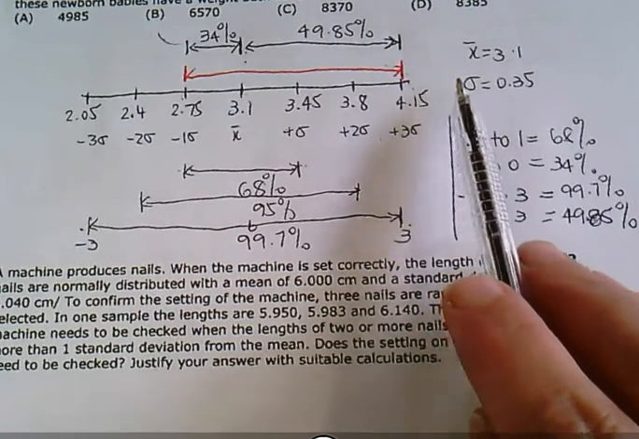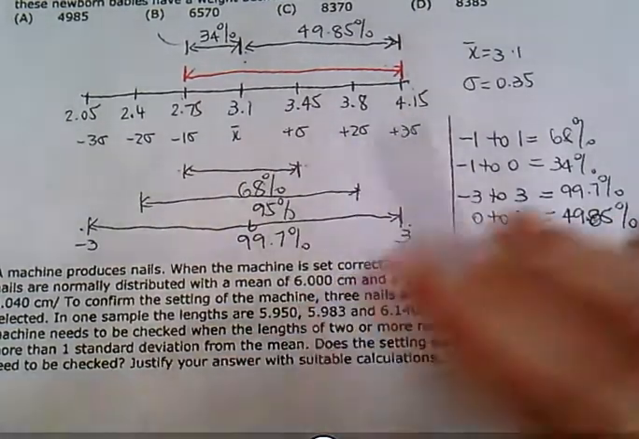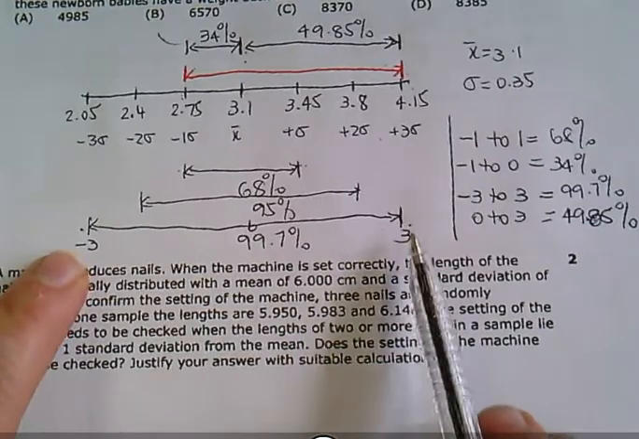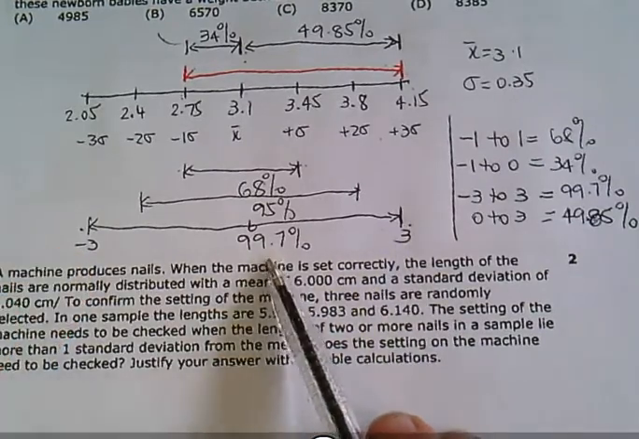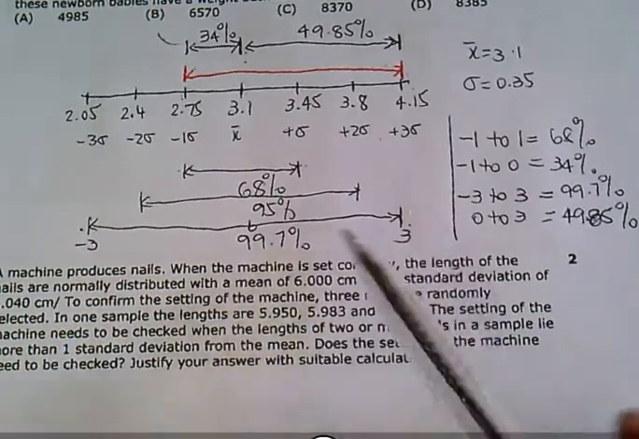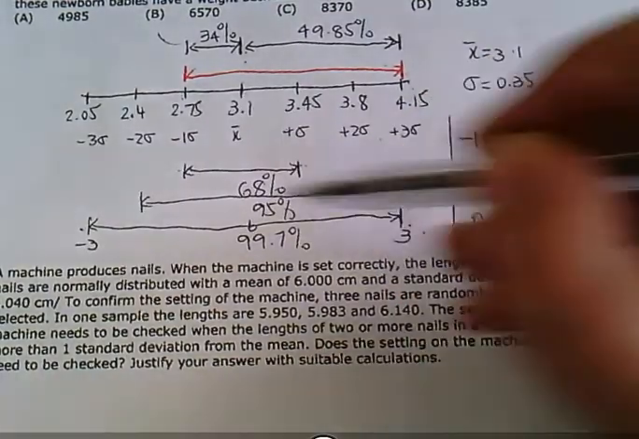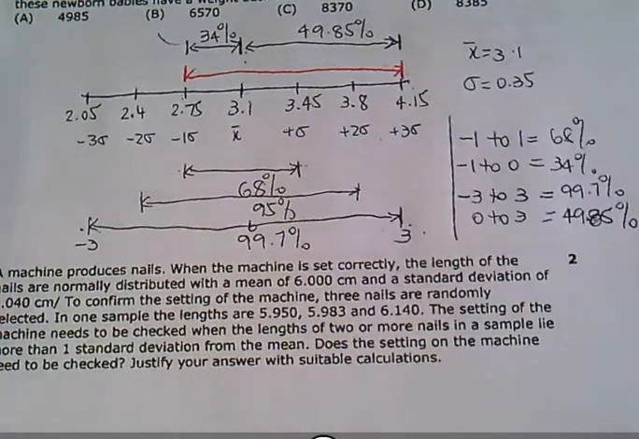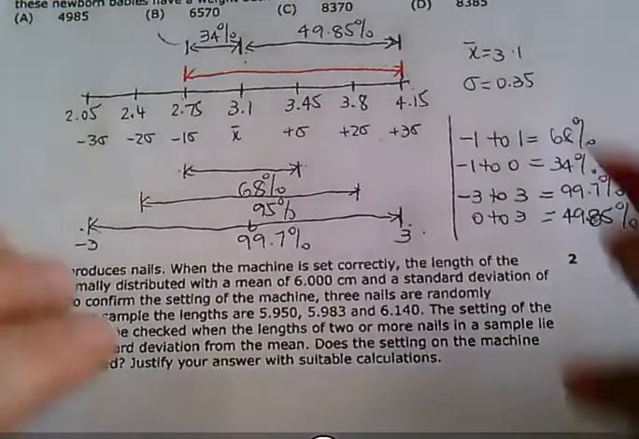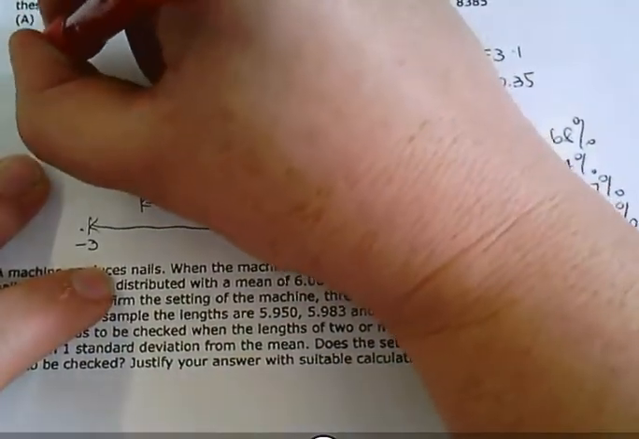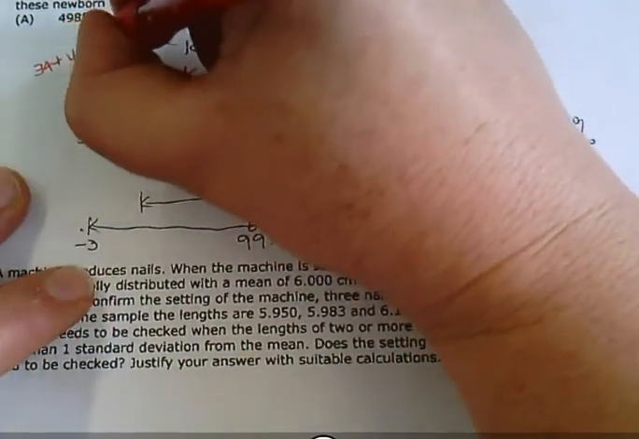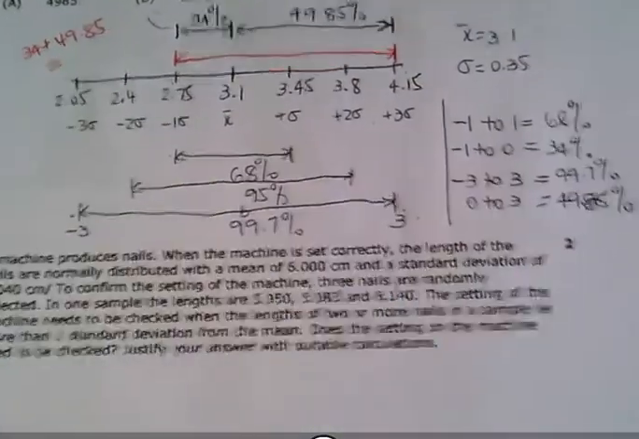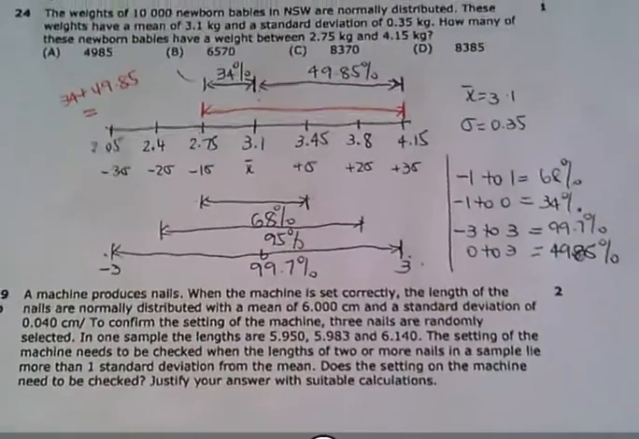Do you get it? So we know from -3 to +3 is 99.7. Therefore, girls, you can always halve those numbers to do from 0 to 3 or from 0 to -3 standard deviations. So we add those two together now, and what do we get? 34 plus 49.85 is, what is it? 83.85.